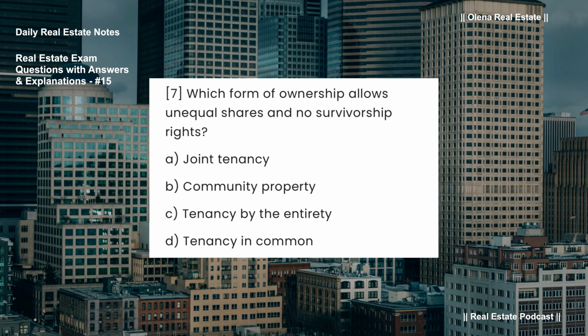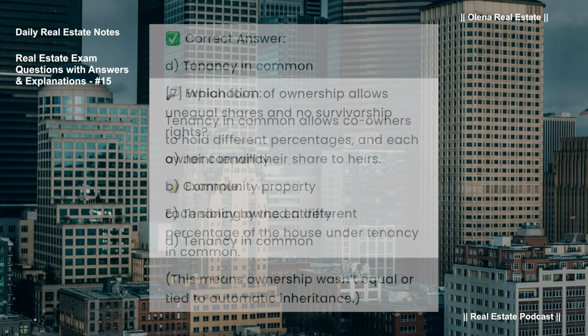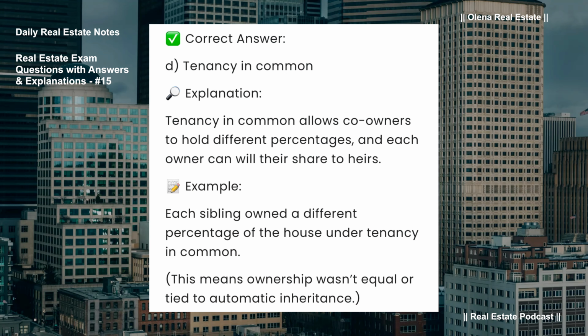Which form of ownership allows unequal shares and no survivorship rights? A. Joint tenancy. B. Community property. C. Tenancy by the entirety. D. Tenancy in common. Correct answer, D.